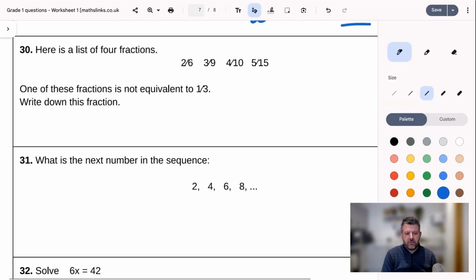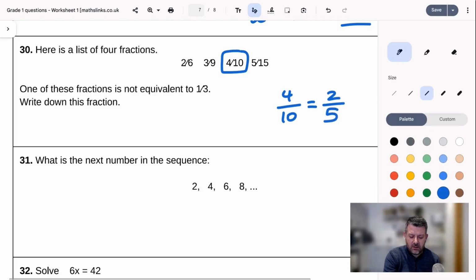Question 30, we've got 4 fractions, and we're asked which one is not equivalent to a third. So it means which one isn't going to simplify to a third. And the one that isn't going to simplify is 4/10, because to simplify it, we're looking for numbers that go into both 4 and 10. Only 2 goes into them. When it's simplified fully, we get 2/5. All the other ones will simplify to a third. So 5/15. The common factor of 5 and 15 is 5. Divide them both by 5 and you do get a third. 4/10, we don't.